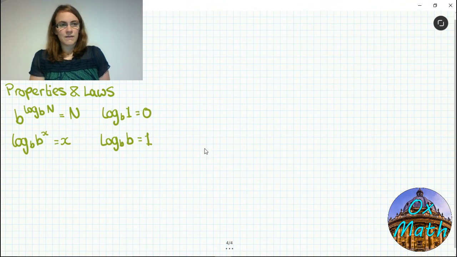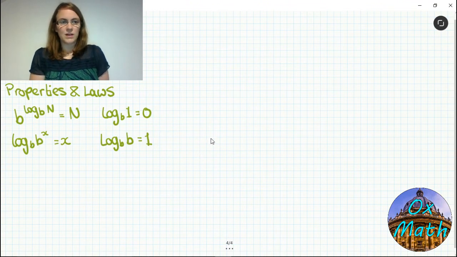Now you don't necessarily need to understand the proof or be able to prove the laws of logarithms for school maths, but I find that a good understanding of the proof allows you to use them more fluently and more correctly, and it really helps you understand how to use them if you understand where they come from.